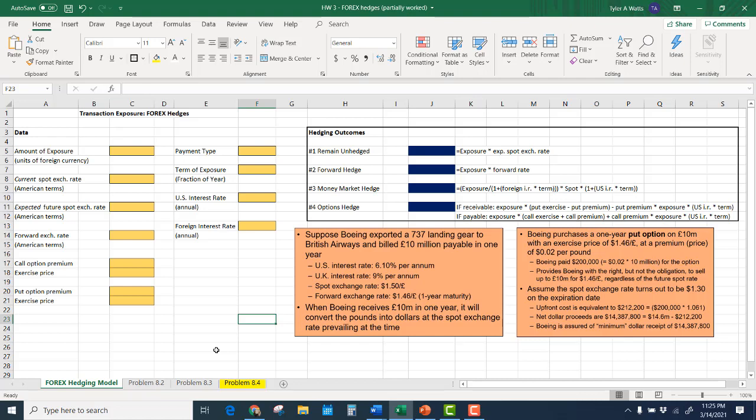Welcome to Homework 3 for International Business. In this assignment we're going to use a spreadsheet to create a model for the 3 foreign exchange hedging procedures that we studied previously. That's going to be using either forward markets, money markets, or options markets to try to minimize the risks of adverse moves in the exchange rate and also retain the ability to benefit from favorable changes in the exchange rate.